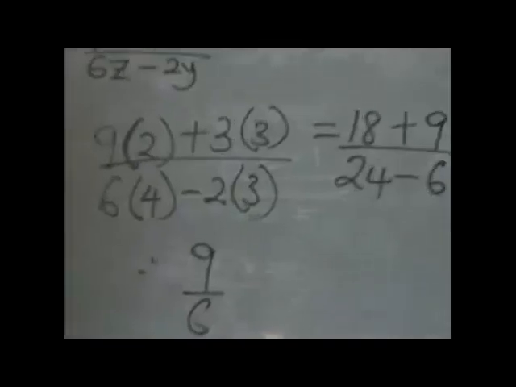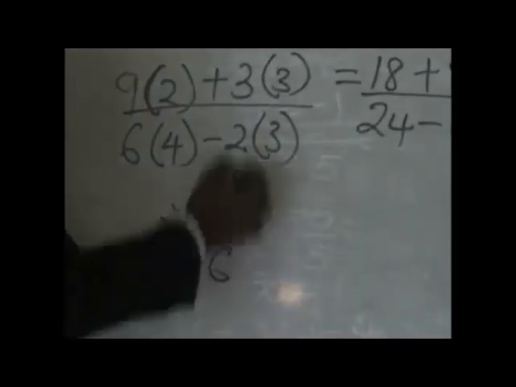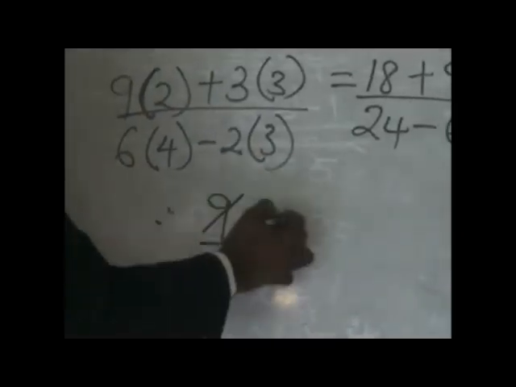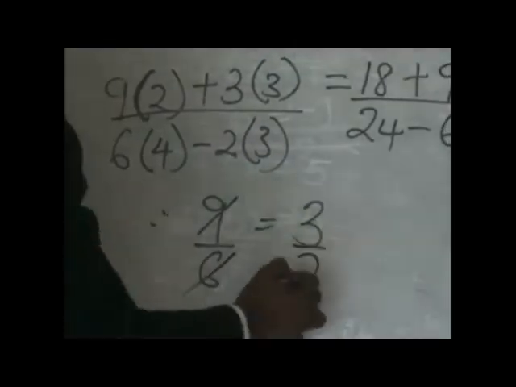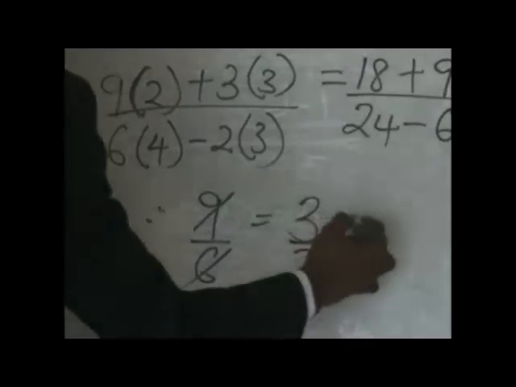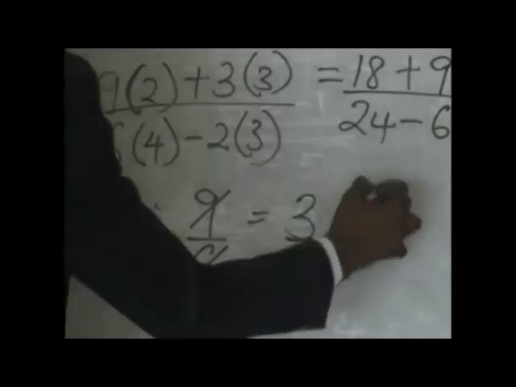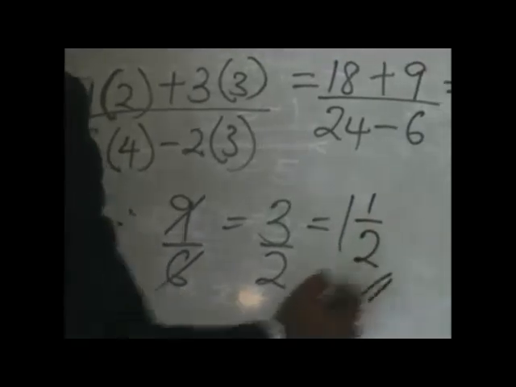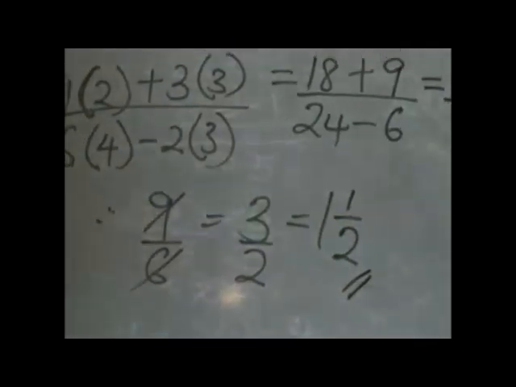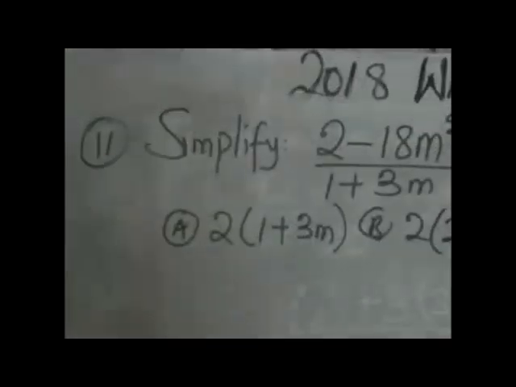You can further reduce it by dividing through by 3. 9 divided by 3 you get 3, and 6 divided by 3 you get 2. Now 3 divided by 2 is 1 whole number 1 over 2. So 1 whole number 1 over 2 becomes the result when you evaluate it considering these ratios. So the correct answer is option A. Are you following? Do you understand the 2018 WAEC mathematics question?